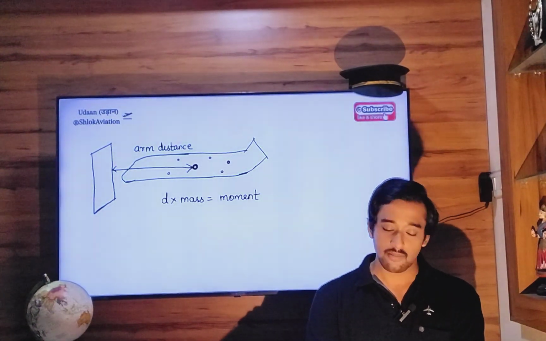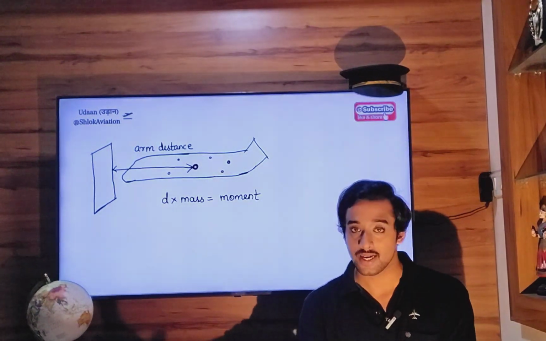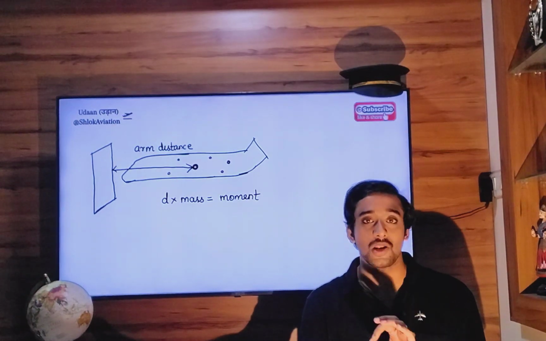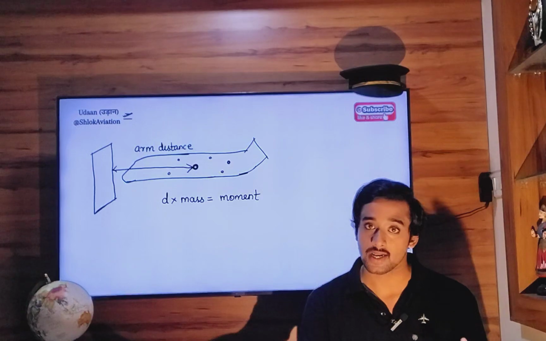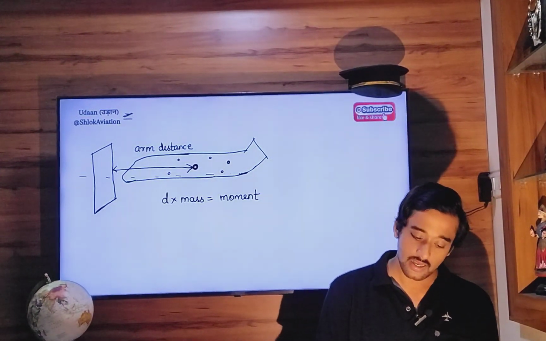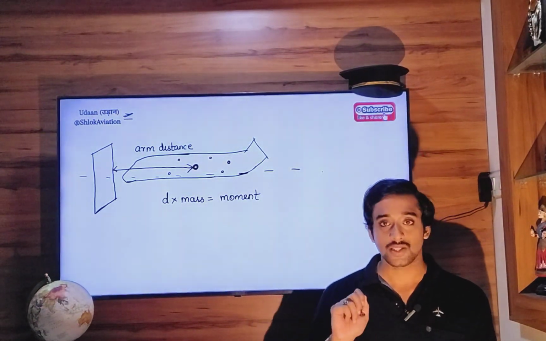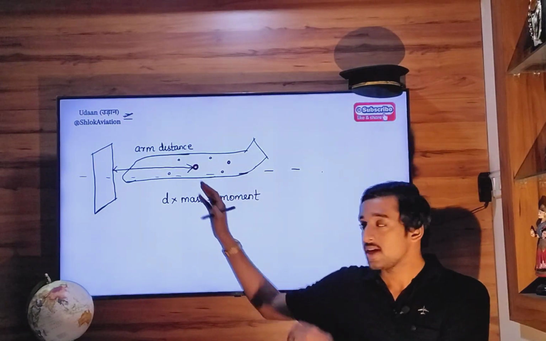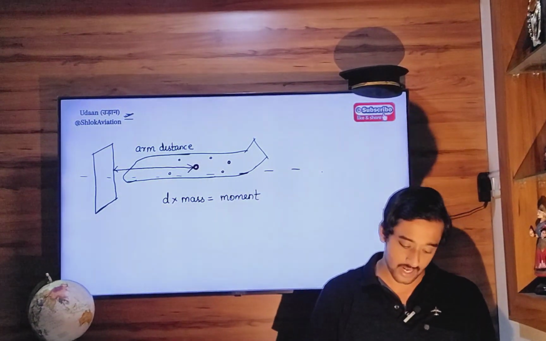So this datum is an imaginary plane from where these calculations are made. Second important fact, this datum can be located anywhere on the longitudinal axis of your aircraft. What is the longitudinal axis? An imaginary axis passing through the nose and tail of your aircraft. So this datum can be anywhere on the longitudinal axis. It can be inside your aircraft, it can be altogether outside your aircraft as well. So this is another important fact.